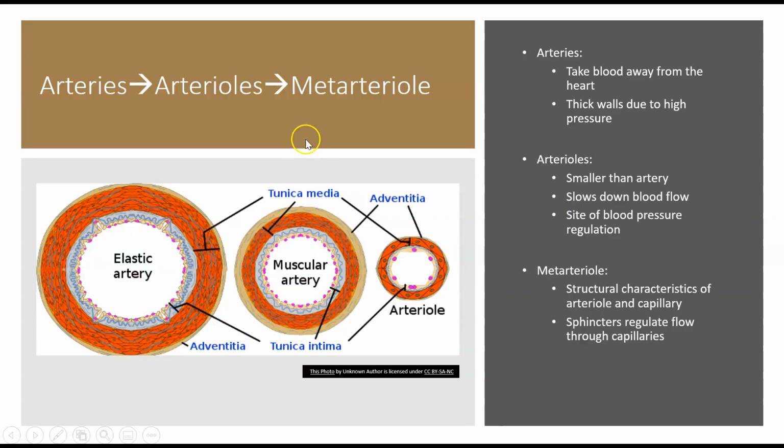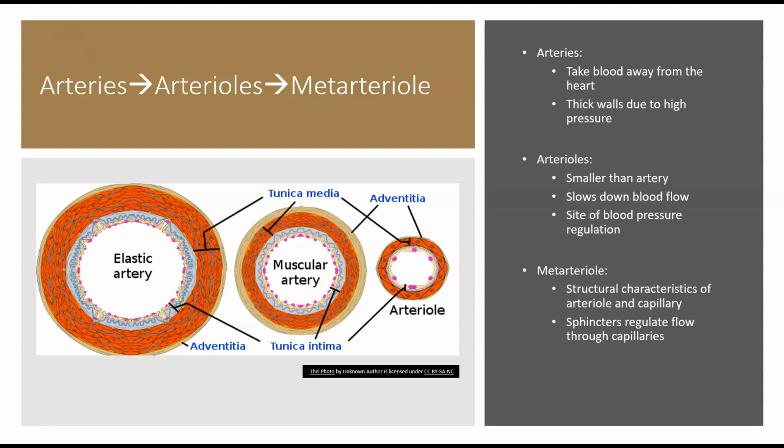So looking at the flow of blood, again, we've got arteries to arterioles to something called metarterioles. Arteries take blood away from the heart. Again, they have a very thick wall because the blood traveling through them is under high pressure. Arterioles are going to be smaller than arteries. Their job is to essentially slow down the blood flow as it starts to reach the capillaries. It's also going to be the site of blood pressure regulation.